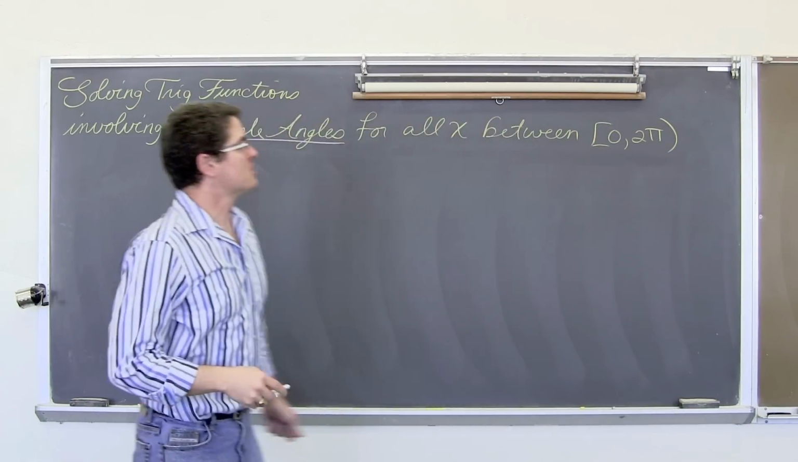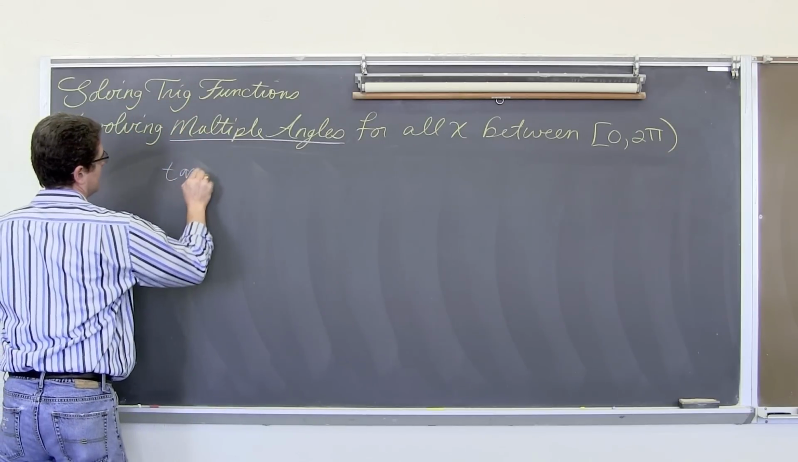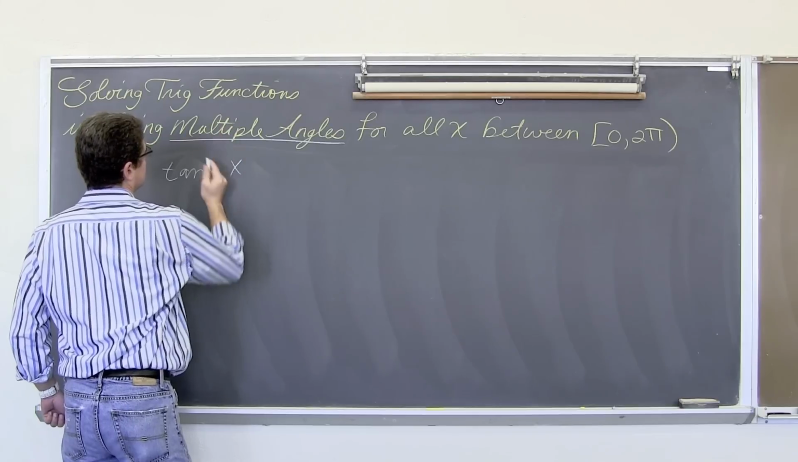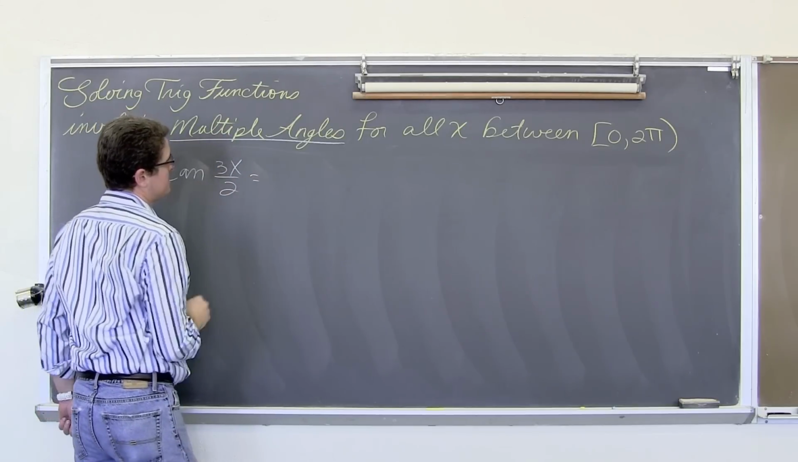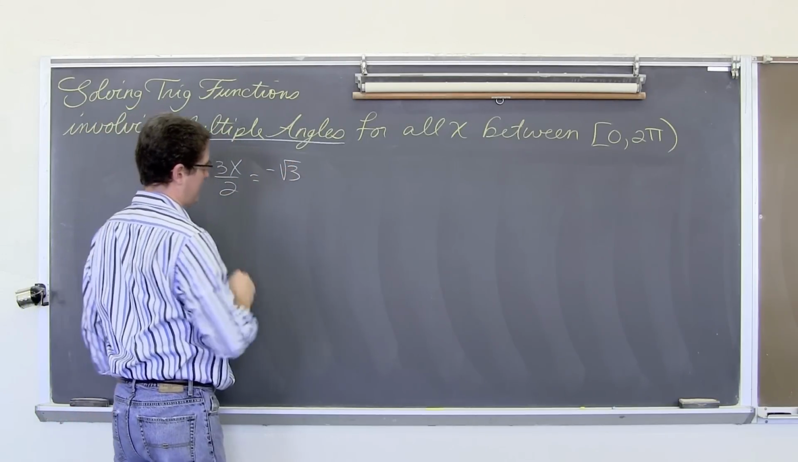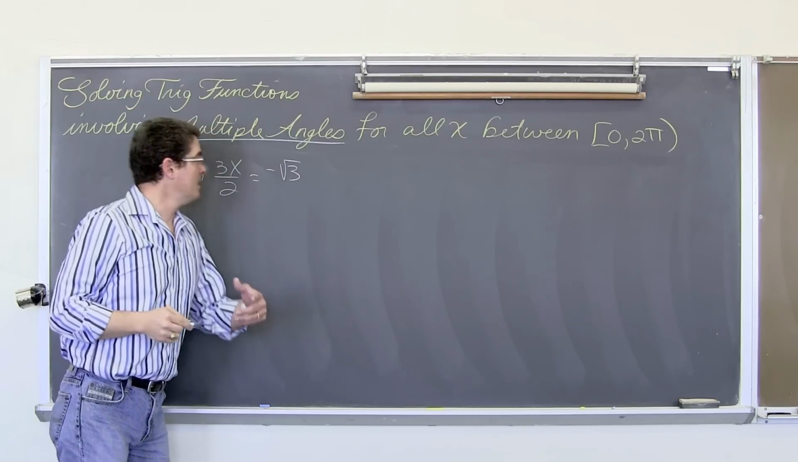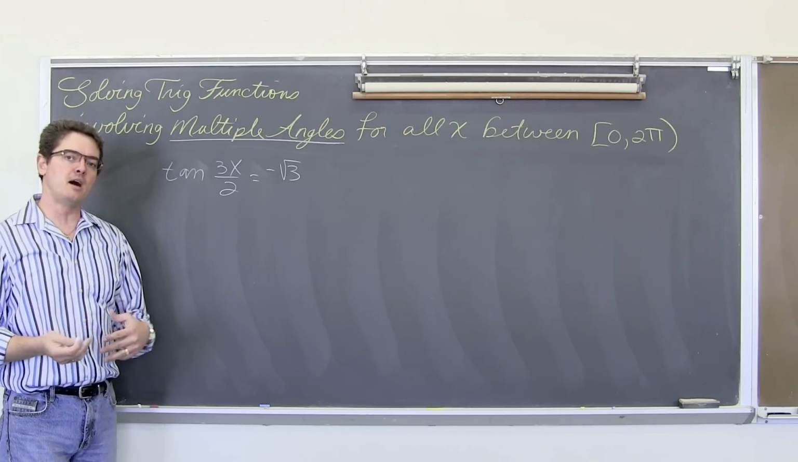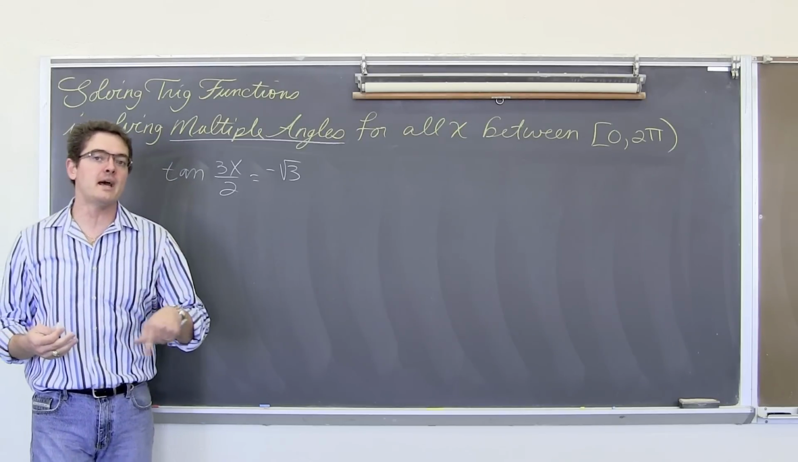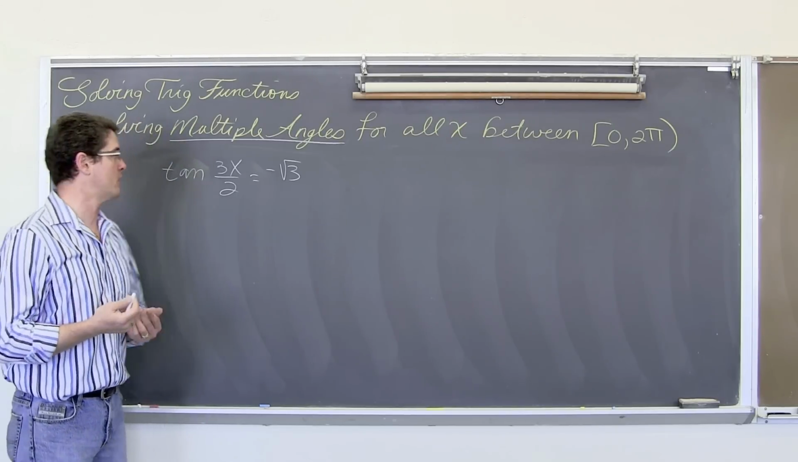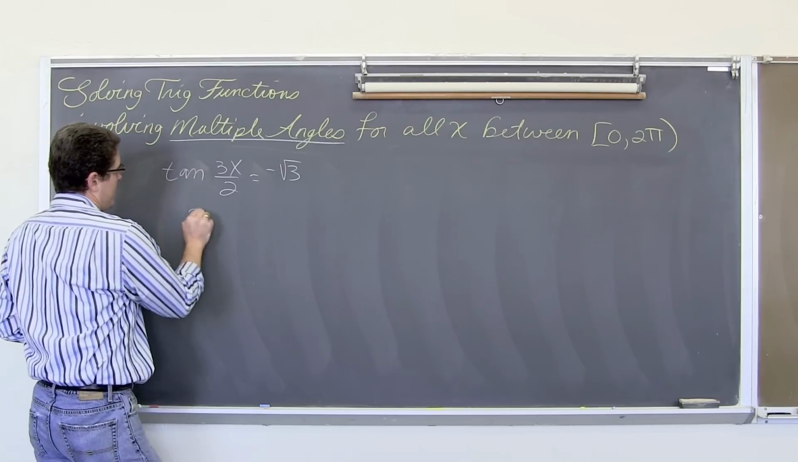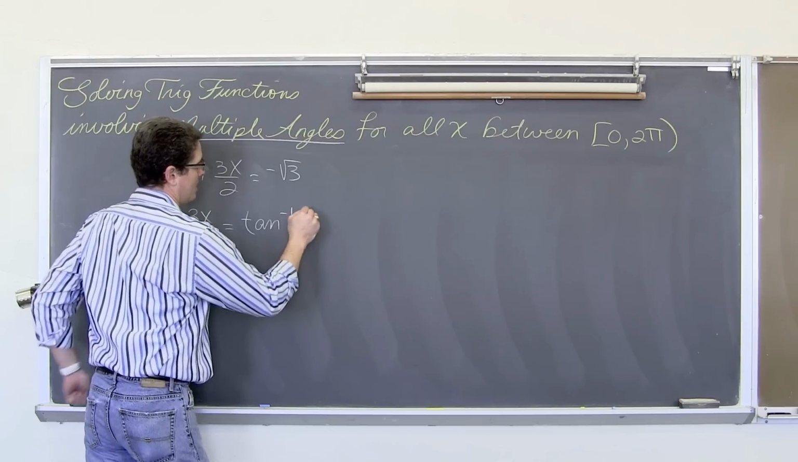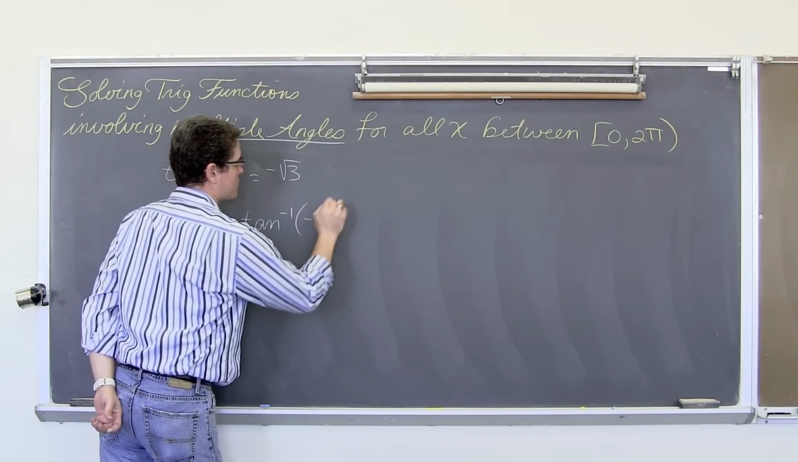Okay, so we have tangent of 3x over 2 is equal to negative square root of 3. Well, this one's already set up. The only oddity is this whole 3 over 2. Well, 3 over 2 is 1.5, so we're going to want to go around the unit circle 1.5 times to get all of our possible answers that we want. So 3x over 2 is equal to the inverse tangent of negative square root of 3.